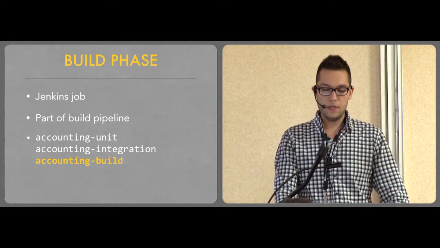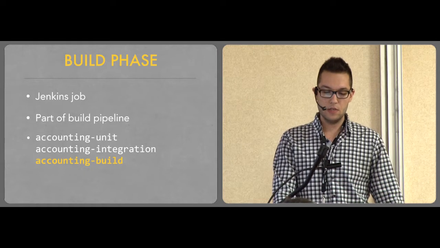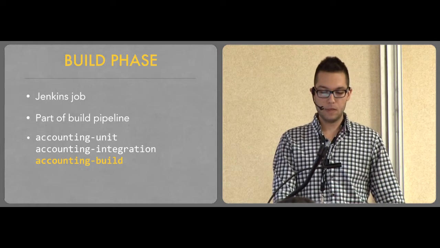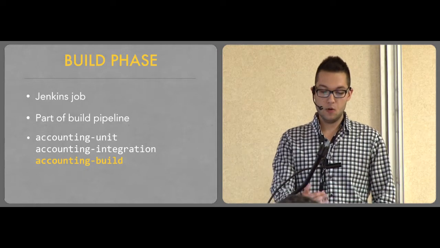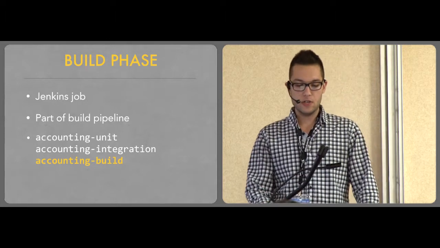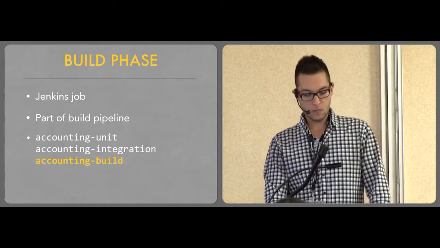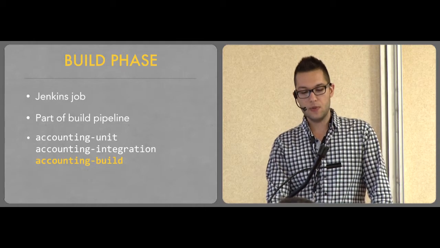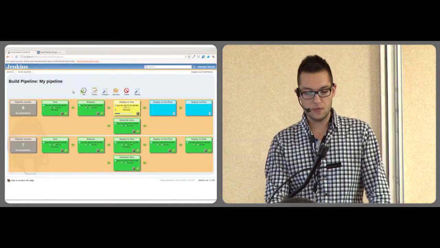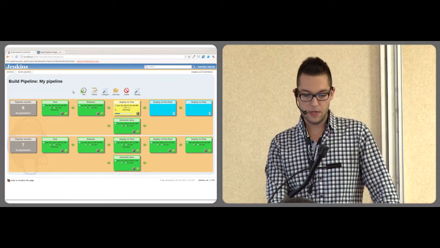This build job is part of our pipeline, and it only gets executed when the previous upstream jobs pass. So we run unit tests, integration tests, and if all that stuff is green, then we actually start building out the artifact. If you haven't seen that build pipeline plugin for Jenkins, this is pretty much how it looks. This is just a sample screenshot from the plugin page.